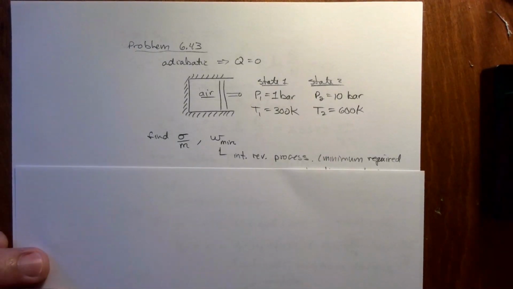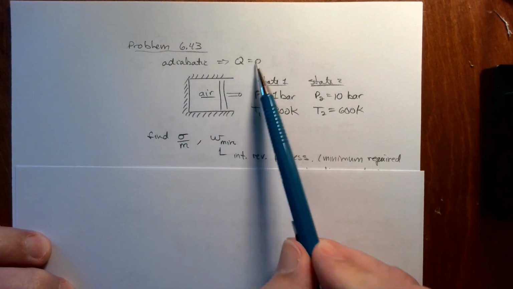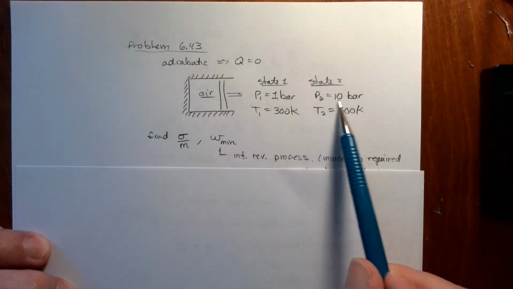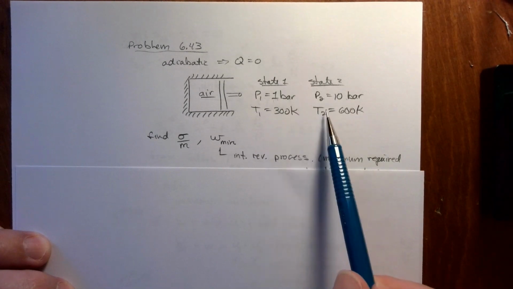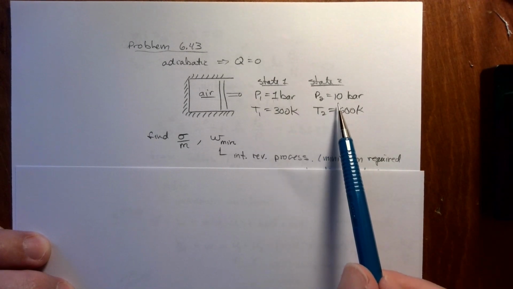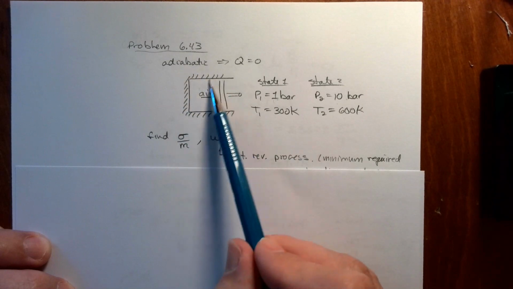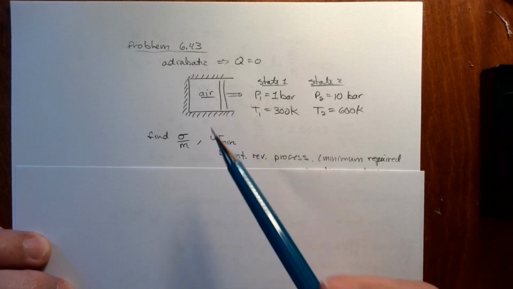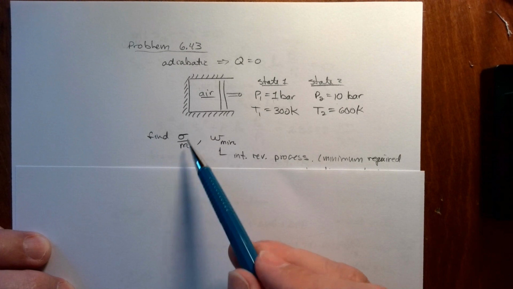Okay, so here's the problem statement. We have air in a piston cylinder assembly. They're telling us that it's adiabatic. It's going through a compression. Low pressure, 1 bar, it increases to 10 bar, and the temperature also increases as it is being compressed. So it's adiabatic, so they're not letting there be any heat transfer, but there's just work that is applied through the piston. So they're asking us to find what is the entropy produced per unit mass of air, so really sigma over m.